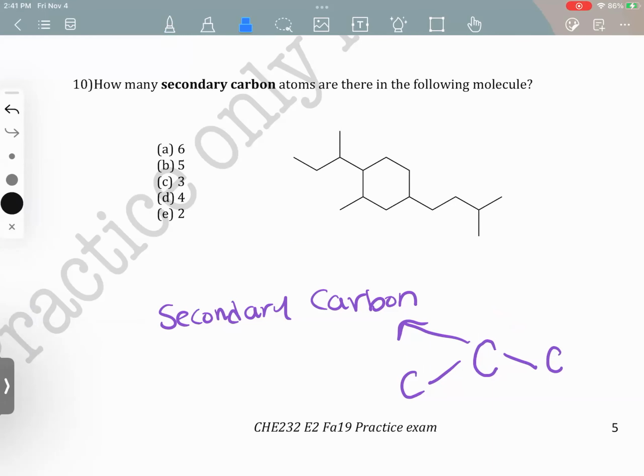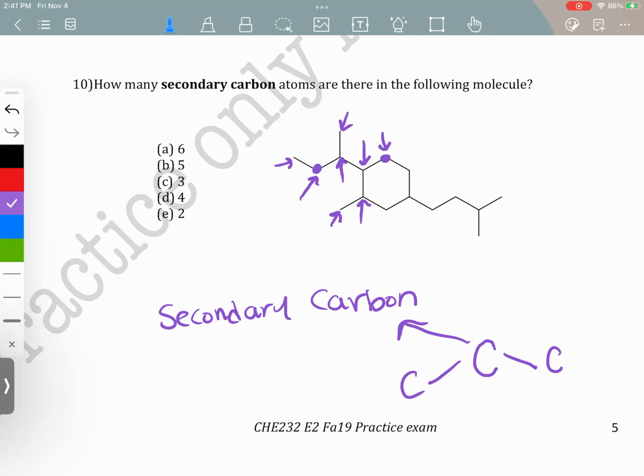So how many secondary carbons do we see in this molecule? Would this be secondary? No, primary. How about this carbon? Yeah, secondary right here. This one? No, primary. What about this one? Tertiary, so no. Same goes for this, and the same thing will go for this carbon. Tertiary. This one's primary.